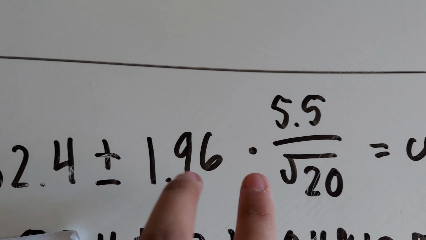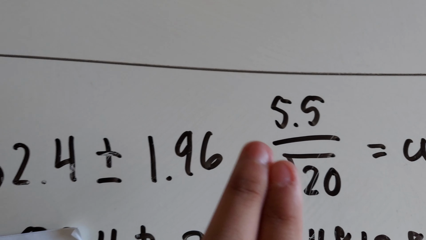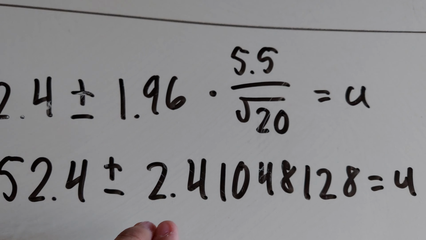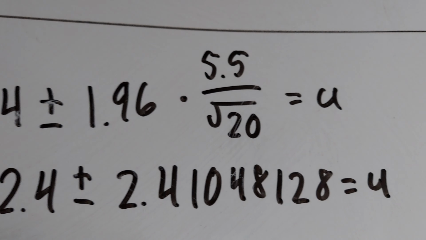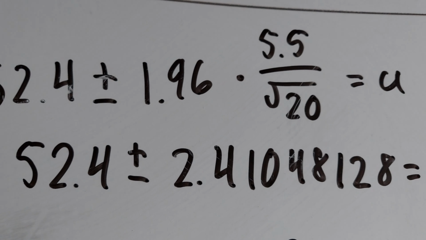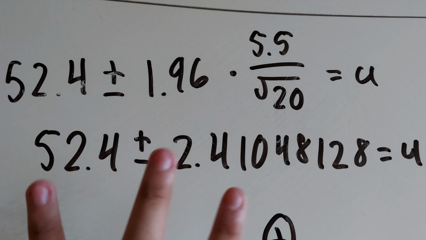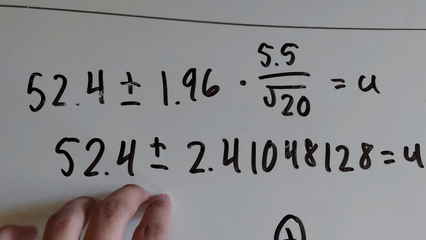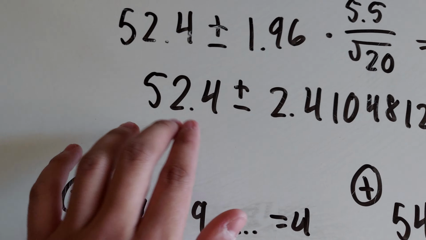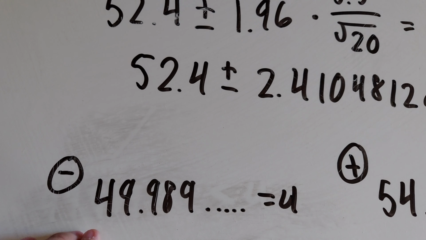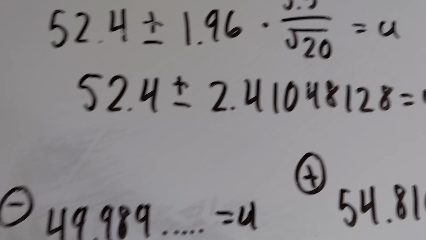So I'm going to just do these two parts right here in one fell swoop, and we're going to get 52.4 plus or minus 2.41048128 equals u. Now, I'm actually going to branch out a little bit and separate the two answers, as we have to add and subtract. Over here on the left, I subtracted this whole number from 52.4 and got 49.989 equals u.